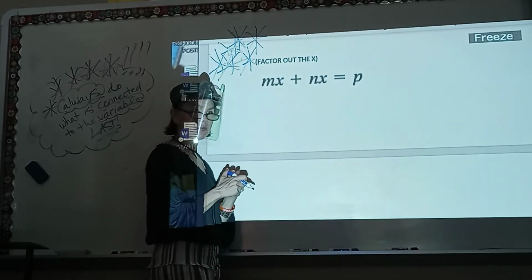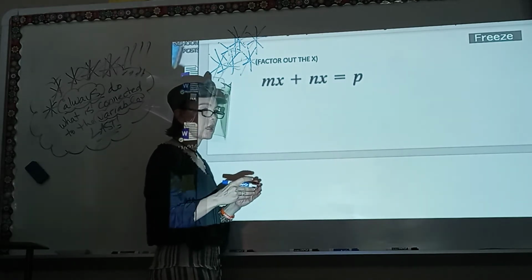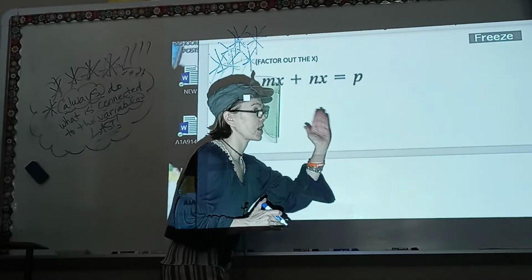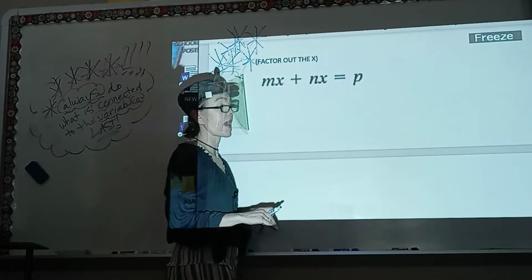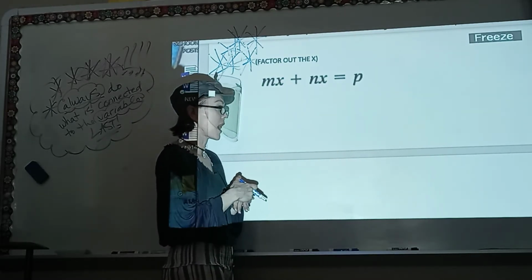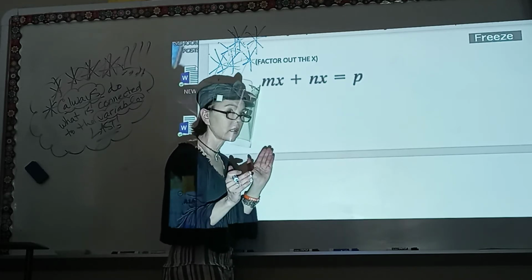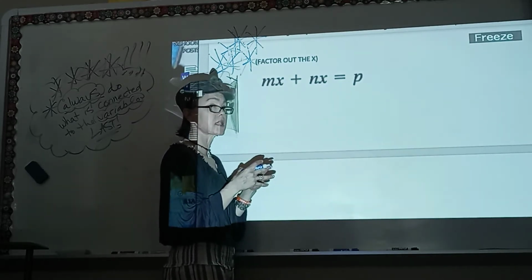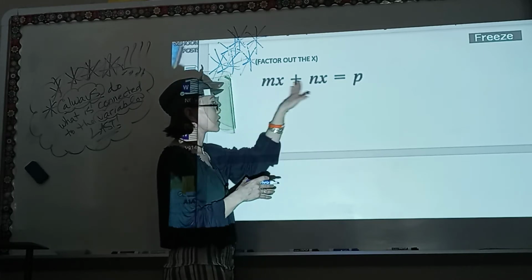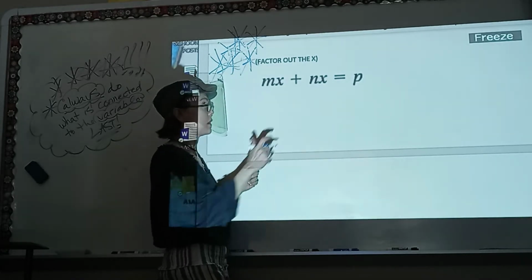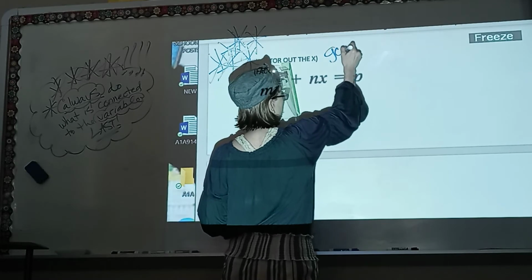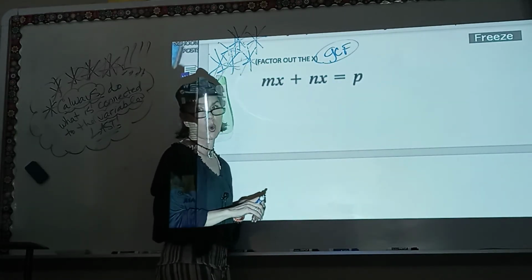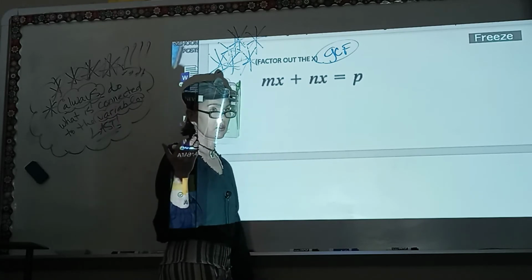Well, I'm going to tell you. This is a little foreshadowing. It's way far in advance into the future because we're only in first quarter and we're not in the factoring unit, but what it's called is factoring out the x, the greatest common factor, what these two terms have in common. Everybody write GCF, and we'll have more practice with this in third quarter, okay? When we get to third quarter.